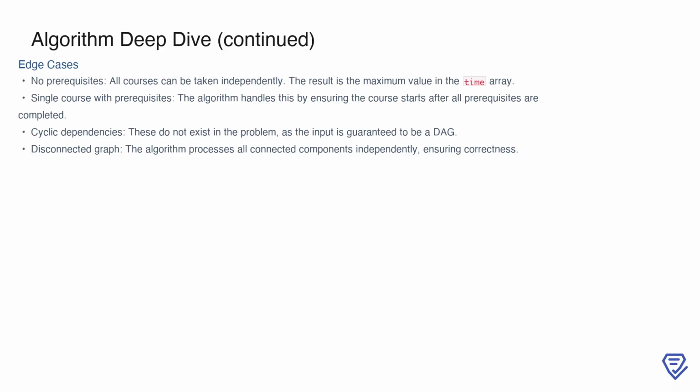Finally, in cases where the graph is disconnected, the algorithm processes each connected component independently, ensuring that the solution is correct regardless of the structure of the input. These considerations make the algorithm both efficient and reliable for solving the problem.